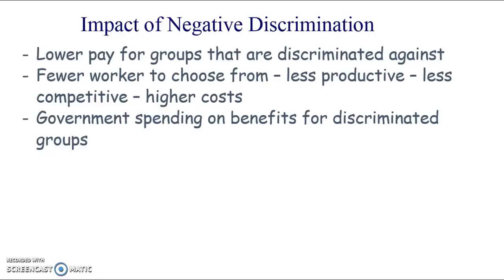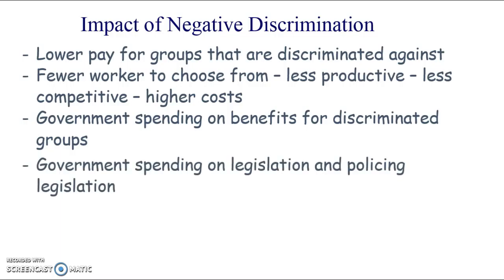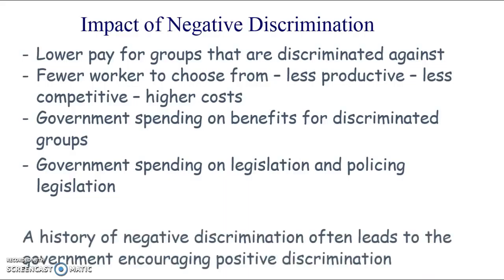And the government are going to have to spend on benefits for those people that are discriminated against, because they're more likely to be the unemployed and people that can't find work. So that's an opportunity cost for the government. And then the government or most governments would see this as a really awful thing for employers to be doing. So they're going to be wanting to spend on legislation and policing that legislation. So you might think, well, why do we have this positive discrimination then, if negative discrimination is so awful? And I suppose any positive discrimination just results in negative discrimination against another group.